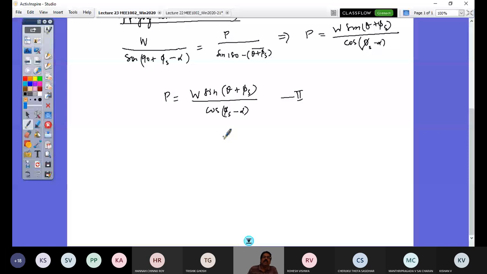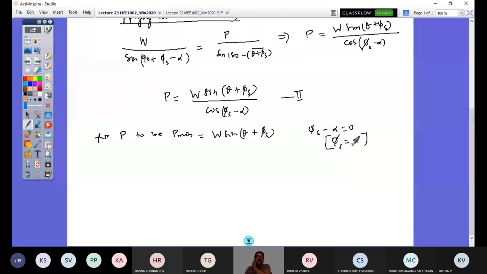So now again we have three cases here. One is for P to be minimum. So what is the expression? The denominator should be 1. So I would have W sine theta plus phi s, where phi s minus alpha should be equal to 0. So phi s is equal to alpha. So the friction angle should be the same as the direction of force P to the slope. So this is the condition for P to be minimum, and the minimum value is given by this expression.